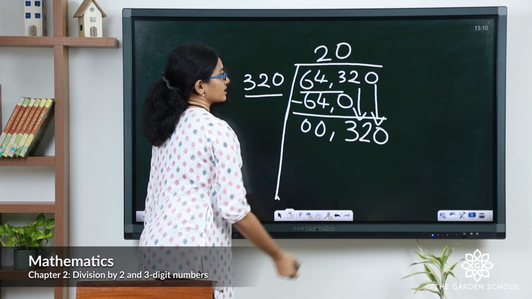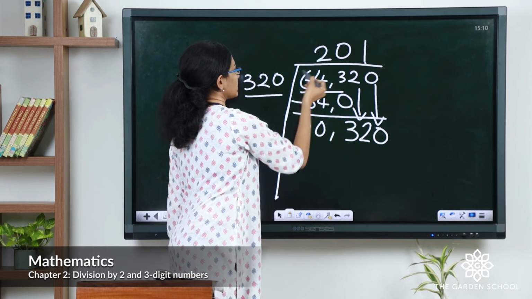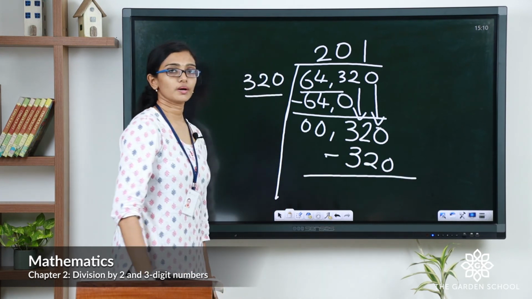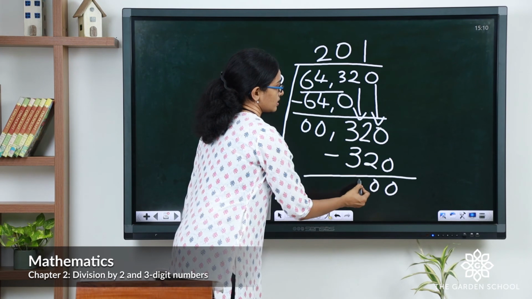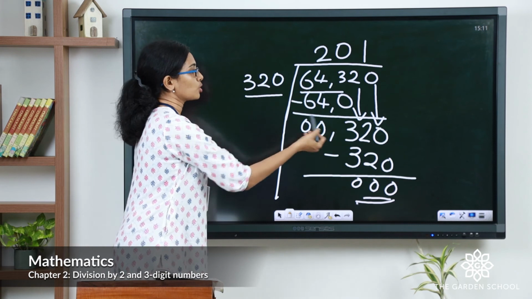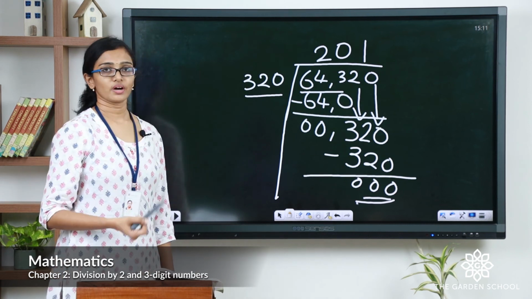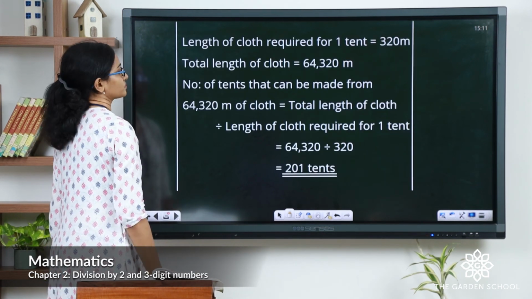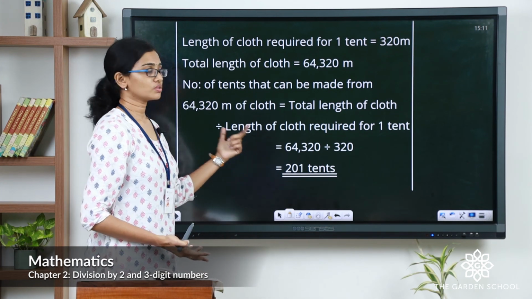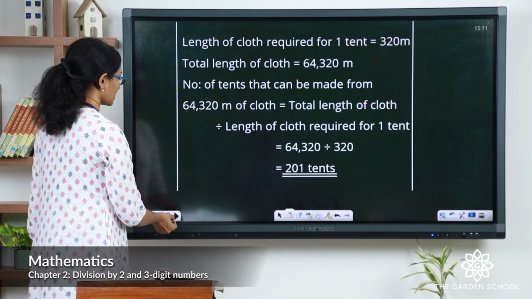So, now you have 320 here. Now, dividing 320 by this 320, it is 1. So, this 1 into 320 is written here. Now, you subtract these two numbers and here you get 0. There is no remainder, the remainder is 0 and there are no more digits to bring down. So the division is complete and we get the quotient as 201. So the number of tents that can be made with the total length of the cloth is 201 tents. I hope this is clear to you.